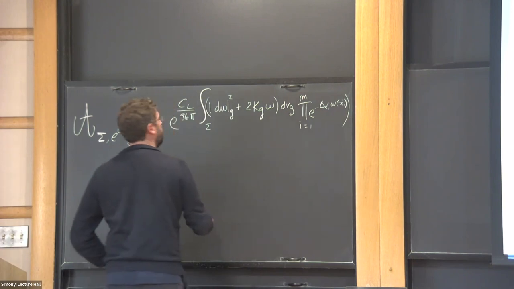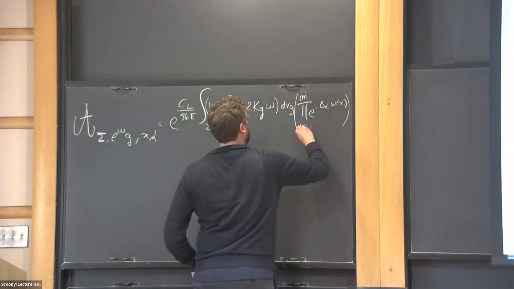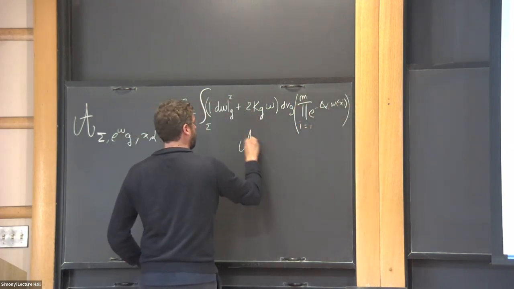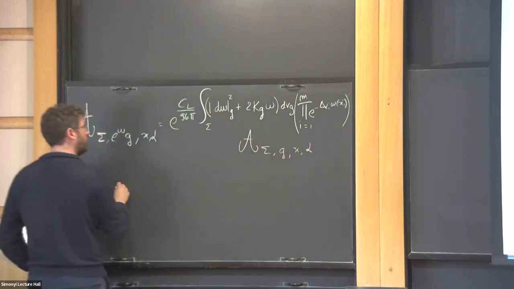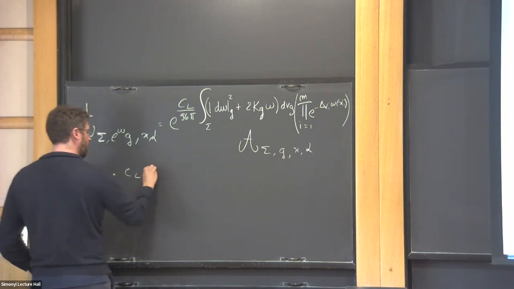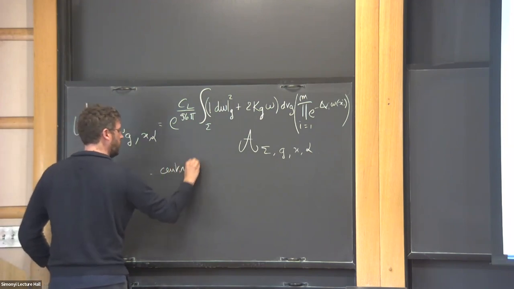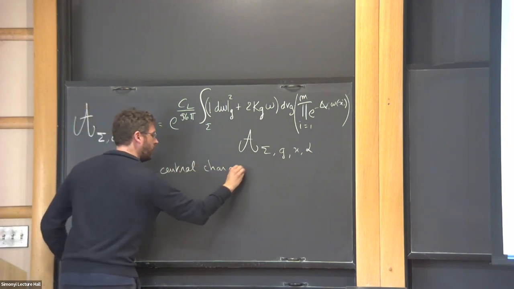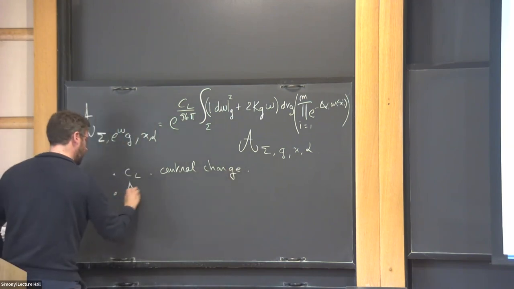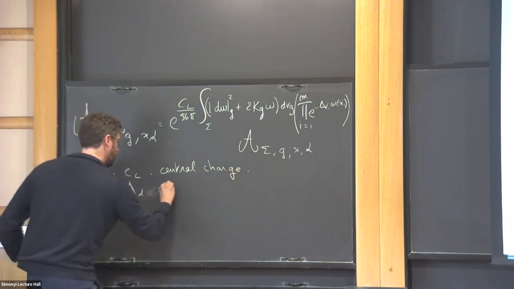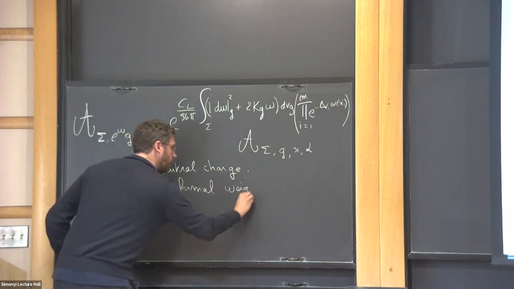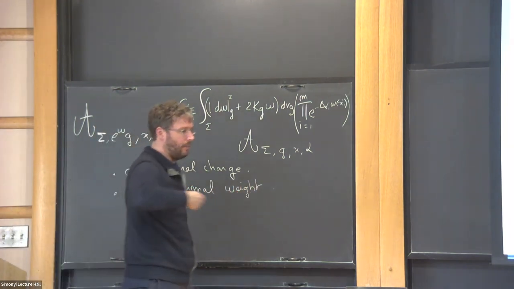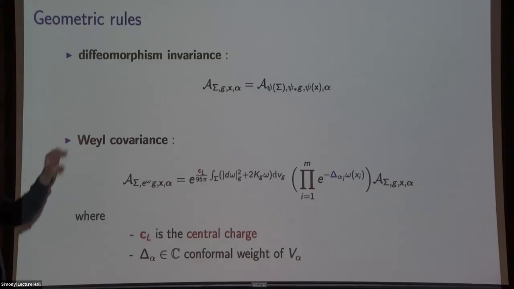So this is really what contains the conformal invariance. The central charge C_L, I put L because we'll specialize to Liouville, and the conformal weight. So in the Segal framework, you're looking for these two properties, and then you have an essential one, which is the gluing property.